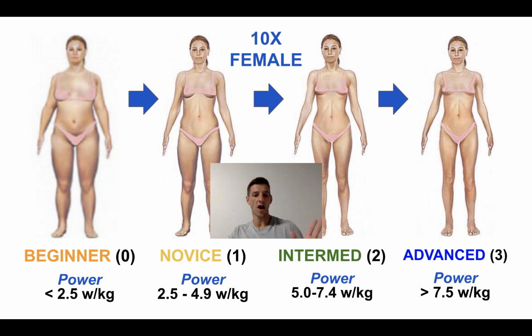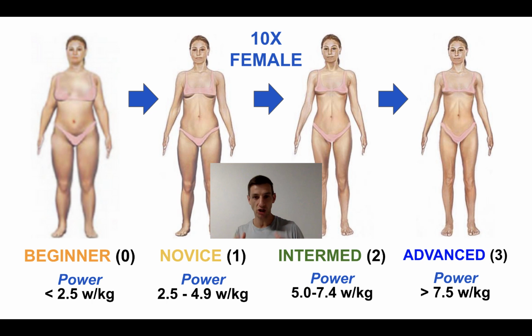Okay, same here with an intermediate woman, aiming for 5 to 7.4 watts. Again, it's just on the cusp of being advanced. 7.5 and above would deem an athletic female body, and this is more or less what it would look like. In fact, your body will get smaller on 10x. You'll get smaller, leaner, and stronger, not bigger.